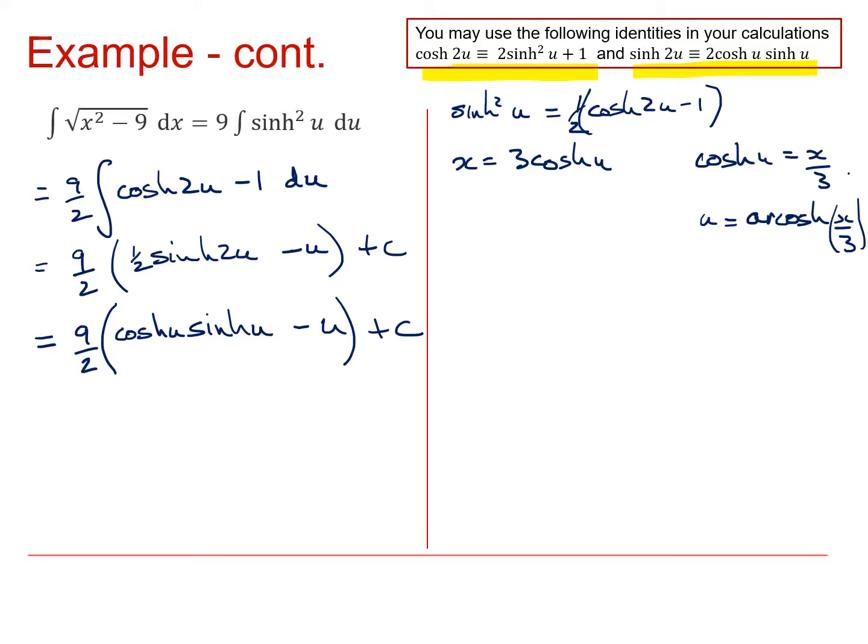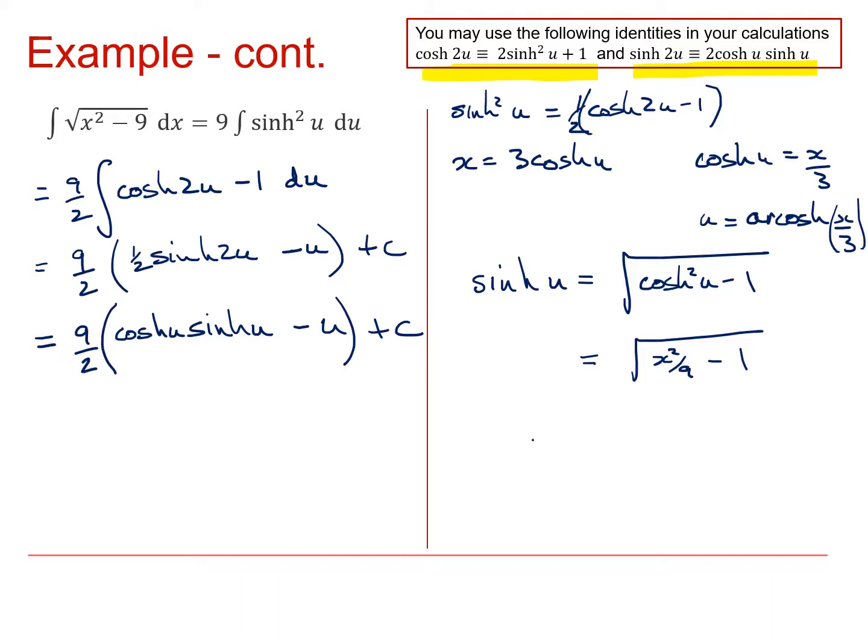And from here I know that cosh u is equal to x over 3, so that means that sinh u, which is the square root of cosh squared u minus 1, is going to be the square root of x squared over 9 minus 1. And we could actually do a little bit of tidying here, take the factor of 1/9 out of the square root, so that would be 1/3 the square root of x squared minus 9.